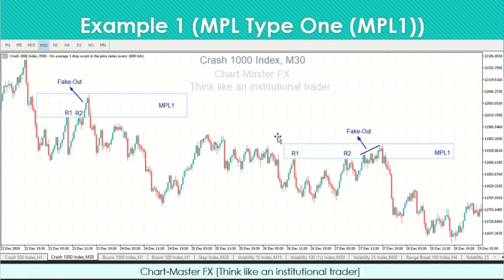Then to my right, we can see that we have a resistance of 2 touches, then we have a fake out, then we can draw our MPL. So simply, guys, that's how you can spot these MPLs on the live market.